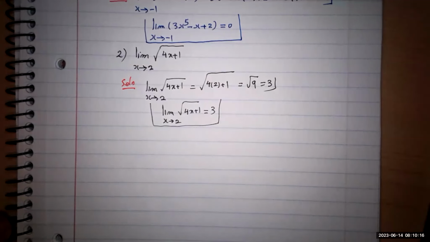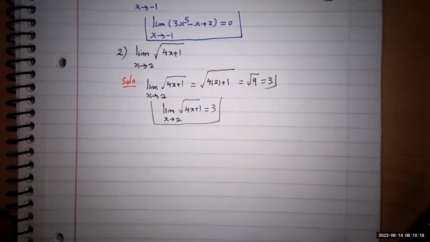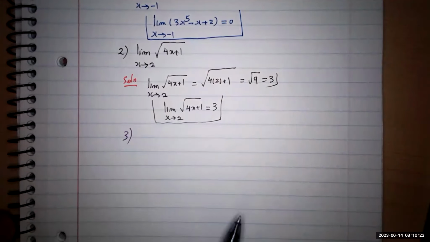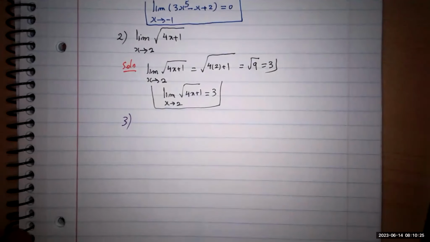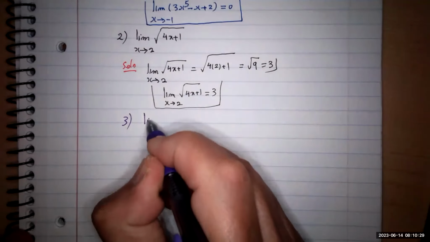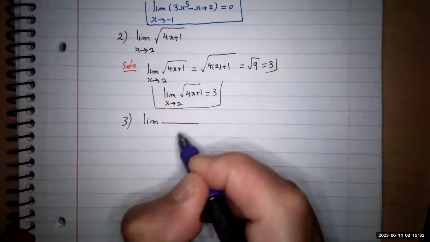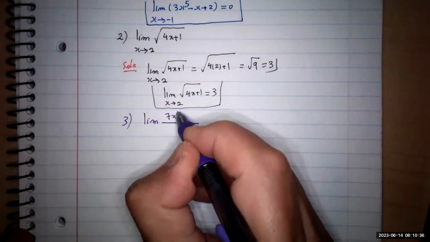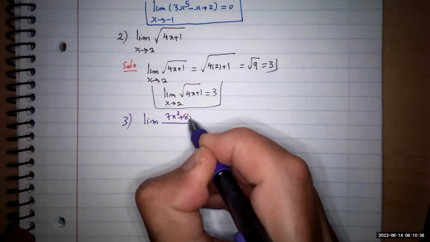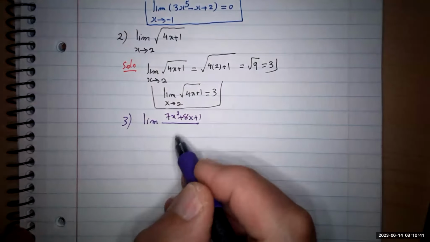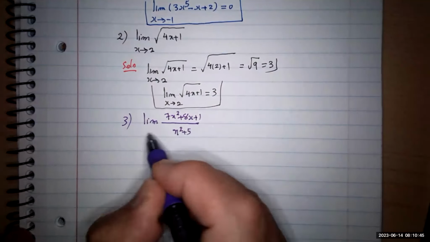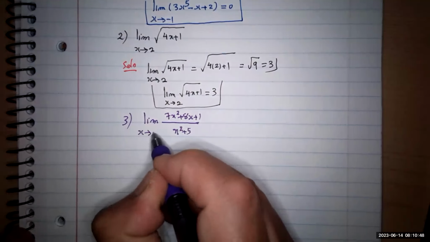So that would take us to a little bit more tricky one. Number 3, rational function. This is where we are going to manage many choices, or 5 different choices. So pay attention. So it's going to be limit of 7x squared plus 8x plus 1, and you divide it by x squared plus 5, but x goes to negative 1.